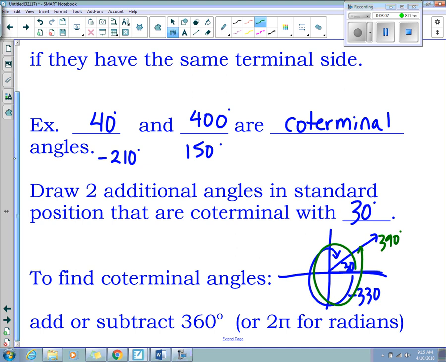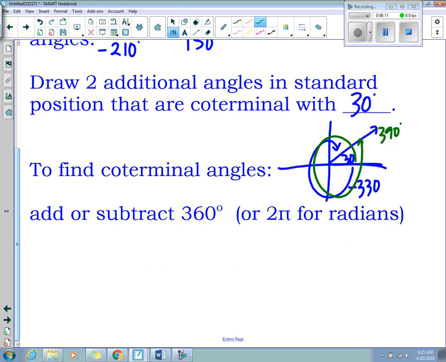Okay, so basically to find coterminal angles, you can add or subtract 360 degrees. Once we get to radians later in this unit, then it would be adding or subtracting 2 pi instead of 360. So let's try a couple.